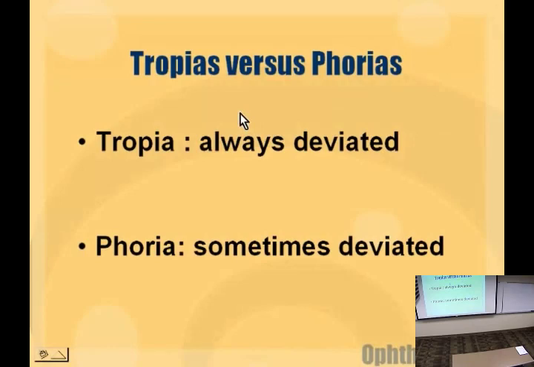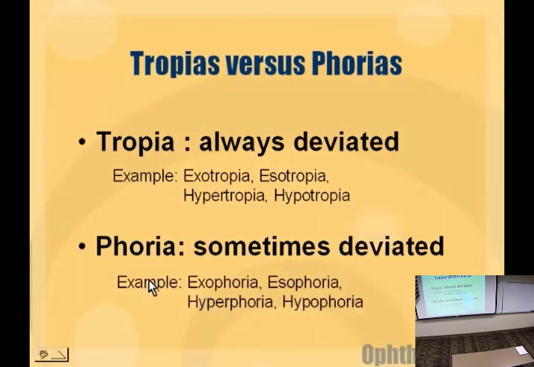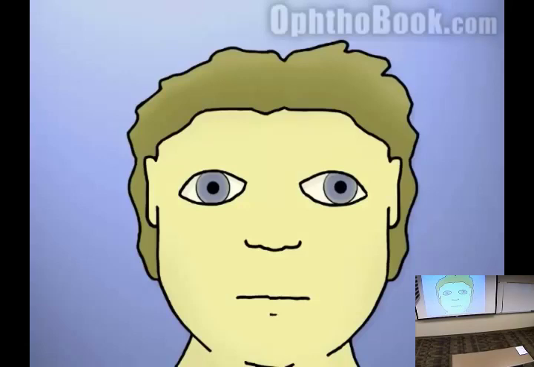Now, we just talked about eso, exo, tropias, phorias. What does that mean? Well, a tropia is when the eyes are always deviated. So again, exotropia means that the eyes are deviated out, they're wall-eyed, and they're always deviated. Now, a phoria, on the other hand, just means that they're only deviated sometimes. Examples of a tropia would be exotropia or esotropia, and of course the hyper and hypo. And of the phorias, we would call it something like an exophoria, an esophoria, etc. So let's show an example of this.